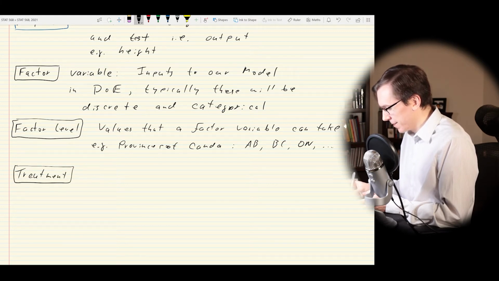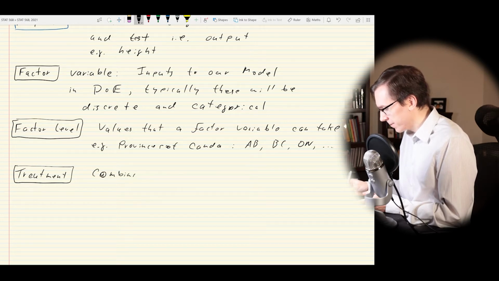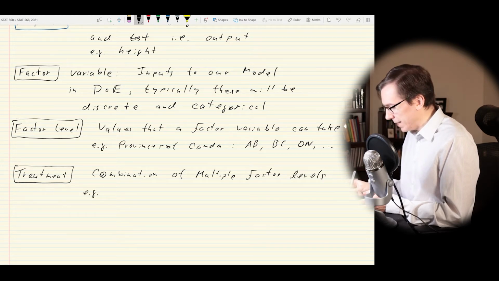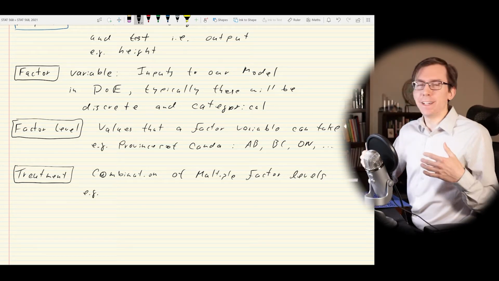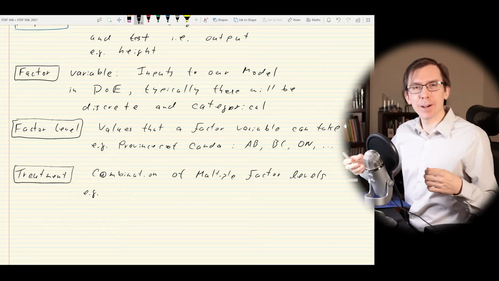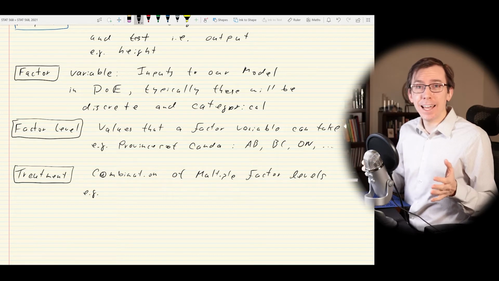So a treatment is going to be a combination of multiple factor levels. What that means is that often after we get past, say, the first couple lectures, we're going to be considering experiments where you have multiple factors at once.